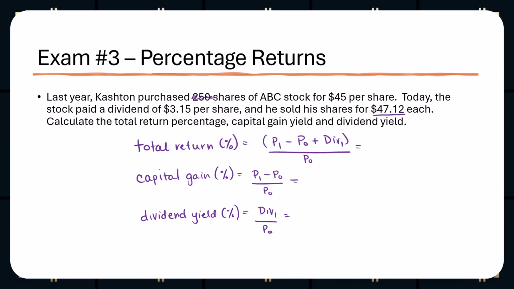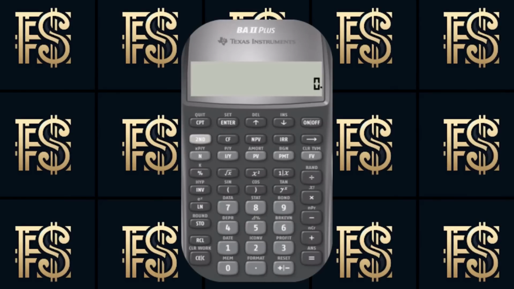Let's go ahead and plug these numbers in. We have $47.12 minus $45 per share plus $3.15 in dividend income. We'll divide all of that by 45. Then for the capital gain, we'll just simply take $47.12 minus the $45 per share, all divided by 45. And last but not least, we will take $3.15 divided by the 45, and that will give us our dividend yield. Let's calculate the total return first.